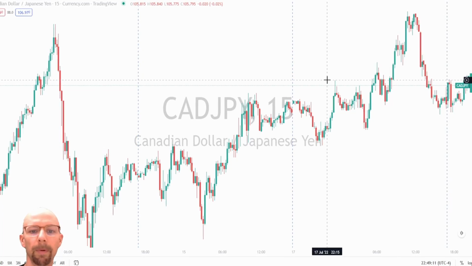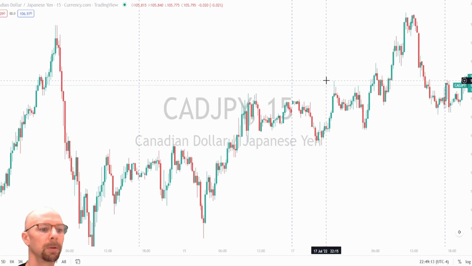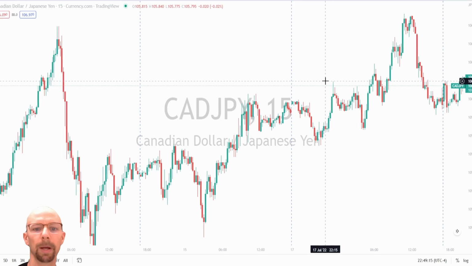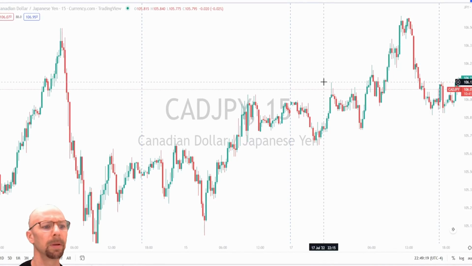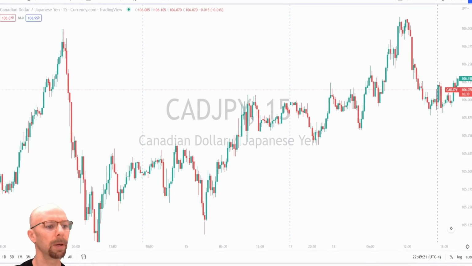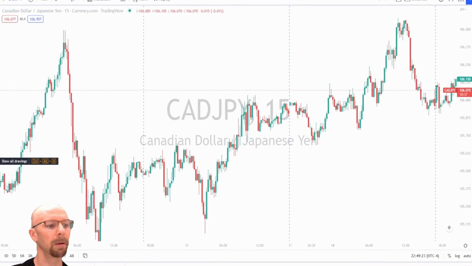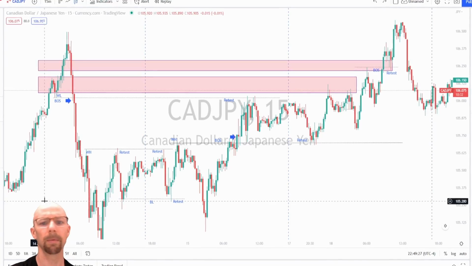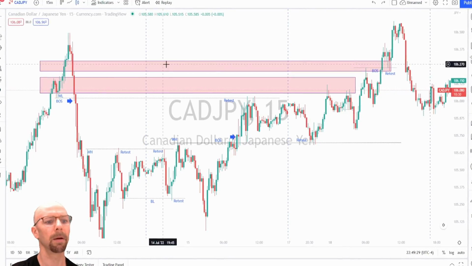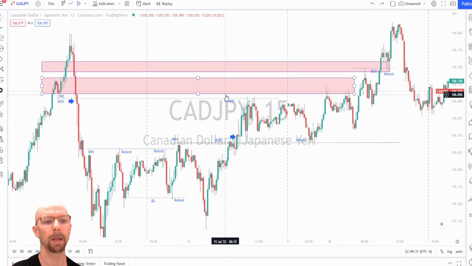Sometimes it'll fill it completely. Sometimes it'll just barely come into it and change direction. Sometimes it'll just go right past it. And I'm going to show you now. So if we take a look at everything I have drawn out, you can see that I marked the void here and here as well.